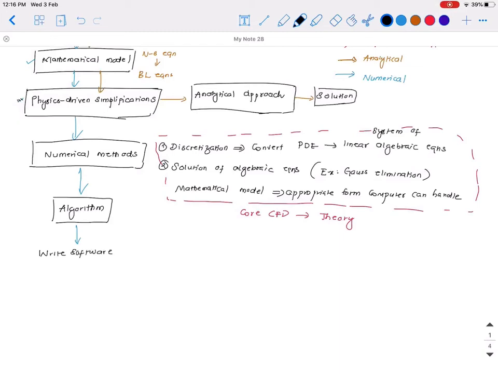Okay, so we develop codes that can use this algorithm. Okay, so the first step of any CFD or any other numerical analysis is to discretize. The second step is the computer implementation.